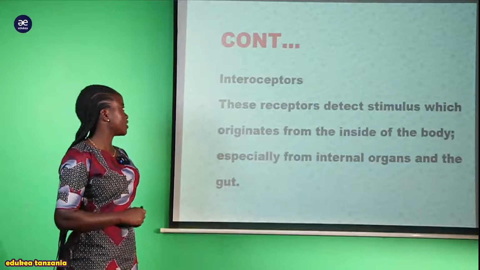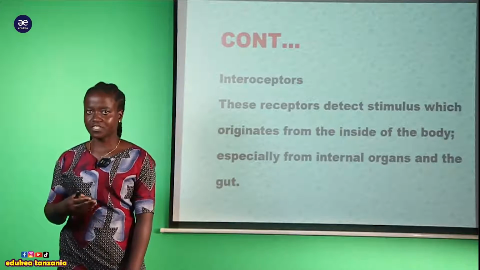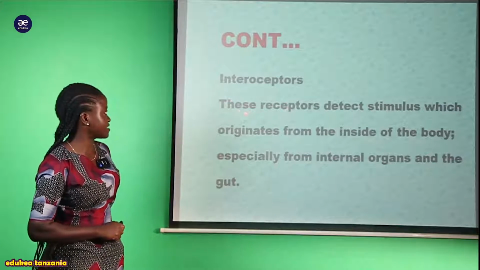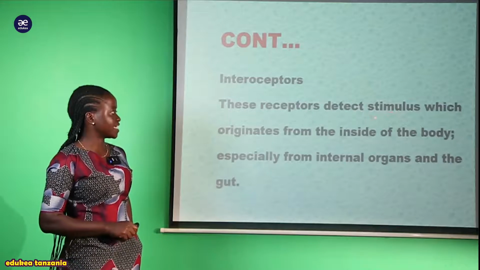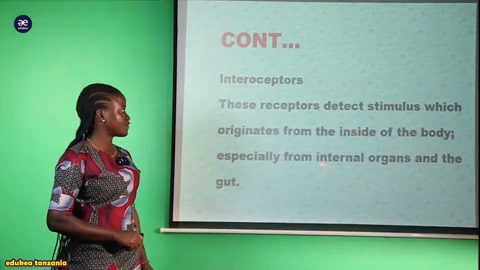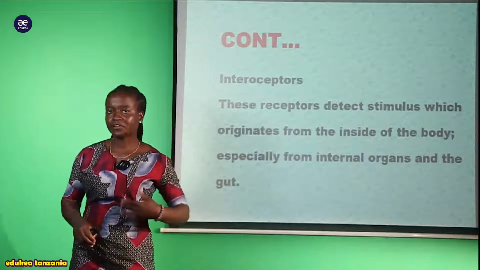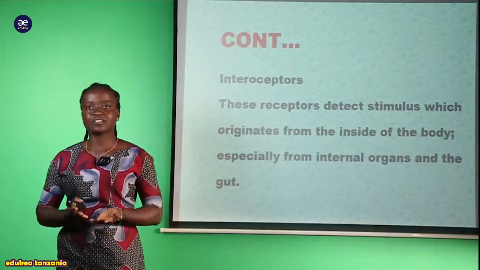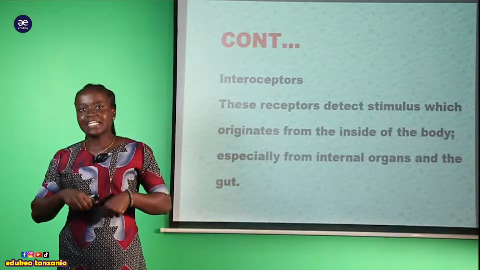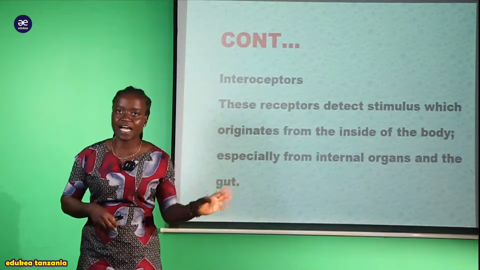And this one is called the interoceptors. So what is this now? Here we are saying that these interoceptors are receptors detecting stimuli which originate from inside of the body, especially from the internal organs and the gut. These are the kinds of receptors which are found within your body, in the internal environment of an organism, where these stimuli are located.